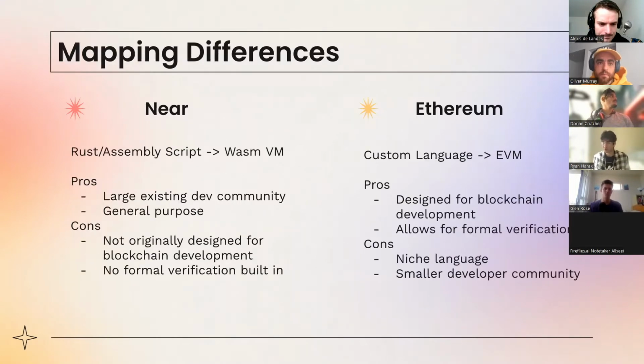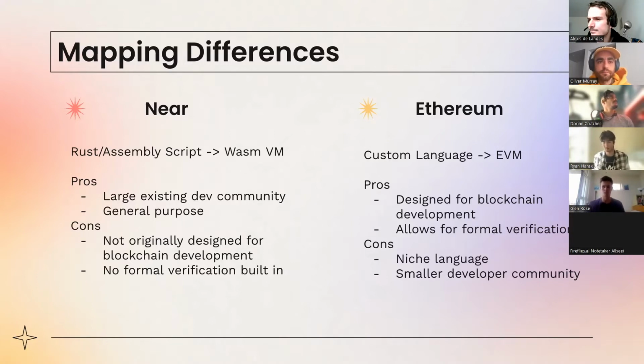So just to cover some mapping differences, we have Rust and AssemblyScript, which is what we're writing our code in. It's going to be compiled for the Wasm virtual machine. And so you have different VMs, or computers, that the code is running on for each blockchain. Some of the nice things about building on Near, or with Rust in general, is you have a pretty large existing dev community, because Rust is not purely for blockchain. So it's a lot less niche than something like Solidity, and it's much more general purpose. So again, you're going to have quite a large developer community.